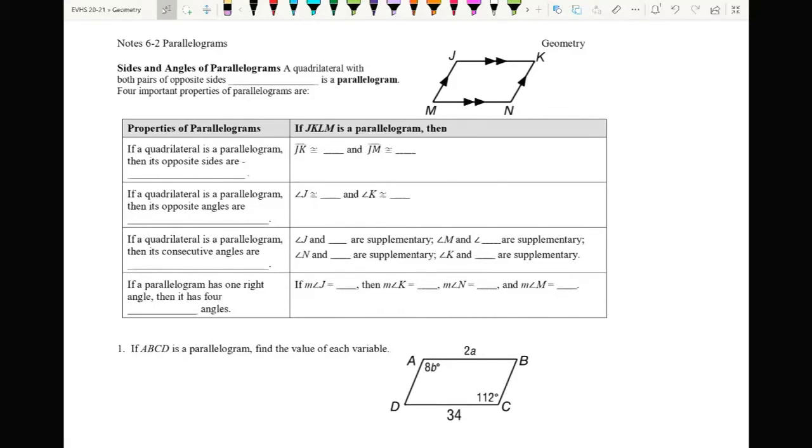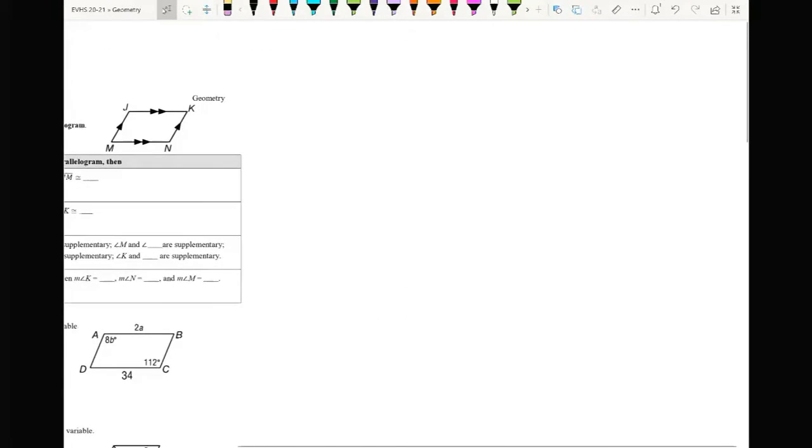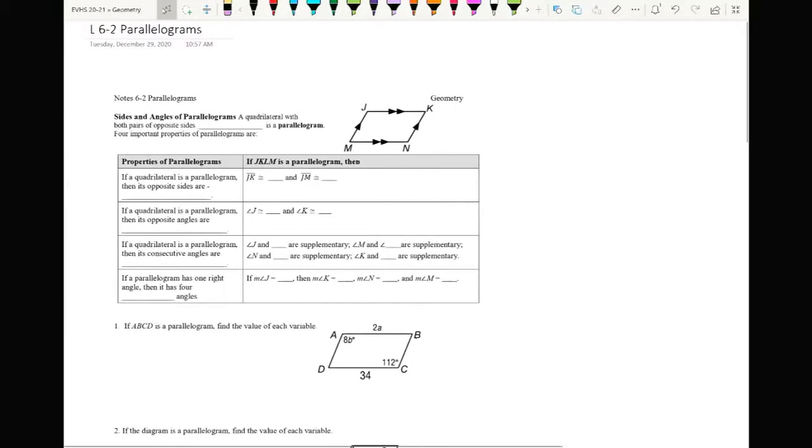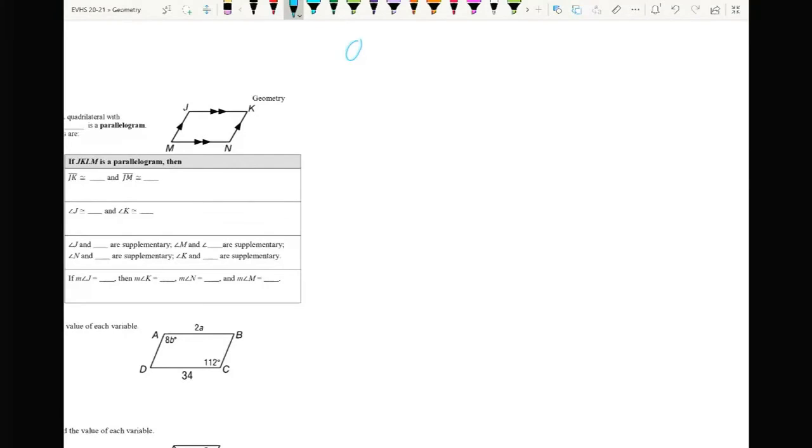Let's move on to lesson 2, parallelograms. Now, I want to go ahead and refresh your memory about a few things. Last class period, we talked a lot about the different angles on the interiors and exteriors of polygons. And for the rest of the unit, we're going to be focusing specifically on quadrilaterals.